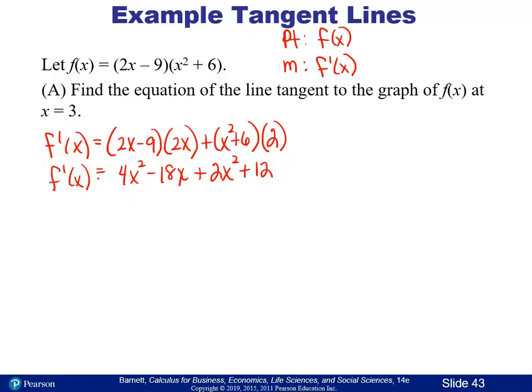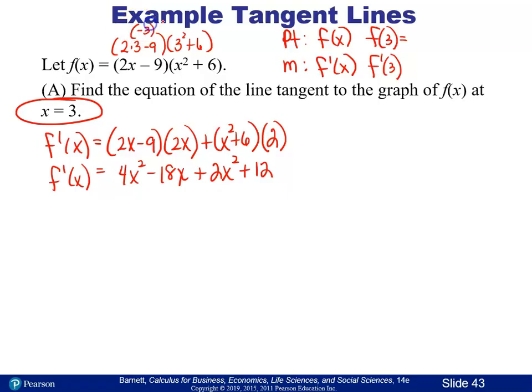Okay. All right, we need to figure out what our point actually is, and they want us to look at it when x is 3. So I'm going to figure out what f of 3 is and what the derivative at 3 is. So I'm going to plug 3 in here. Okay, so that's going to be 6 minus 9 would be negative 3. Here it's going to be 9 plus 6 will be 15. So it looks like negative 45.